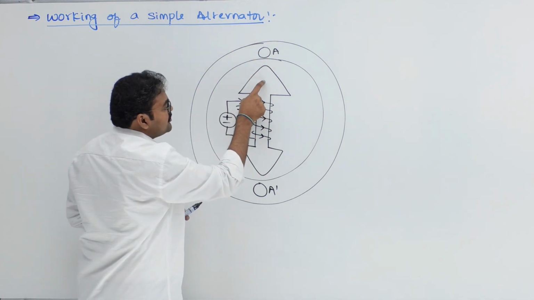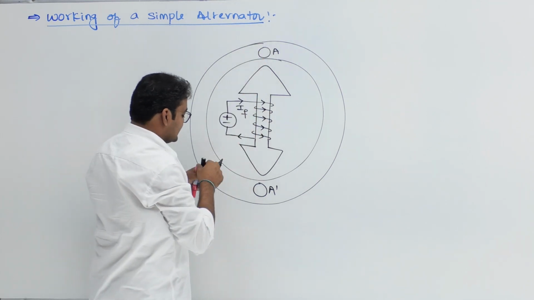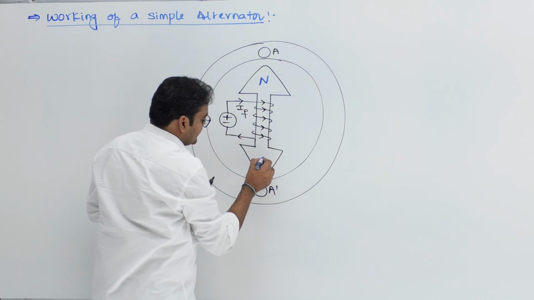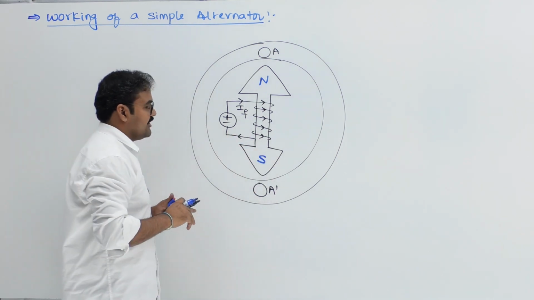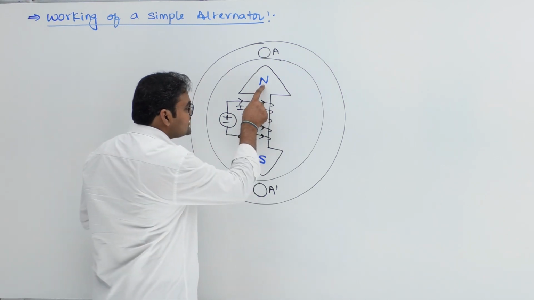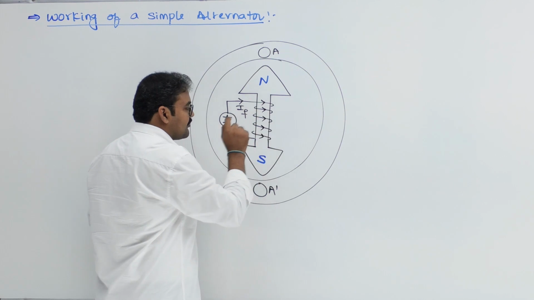Upward direction means, you tell me, is this pole emitting the flux or taking the flux? Emitting the flux. Therefore it will offer north pole polarity. Then this will offer south pole polarity. Okay. Now the next important thing is this is DC flux, right? DC flux. And this is the rotor part.